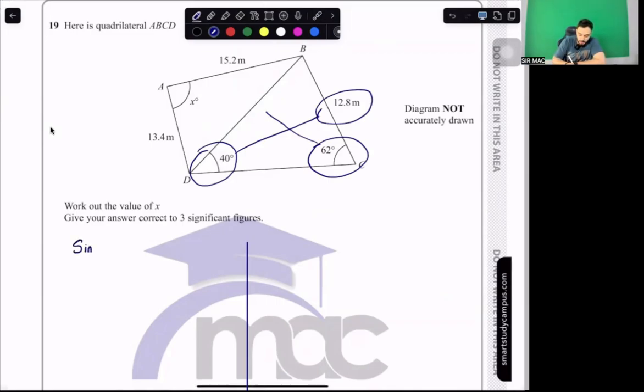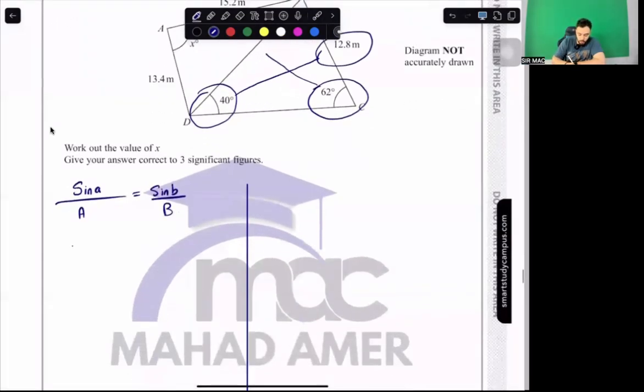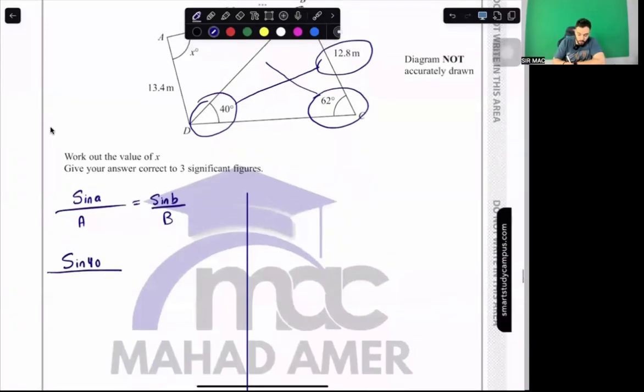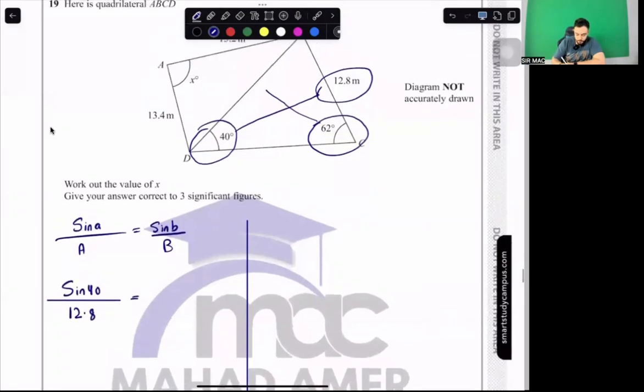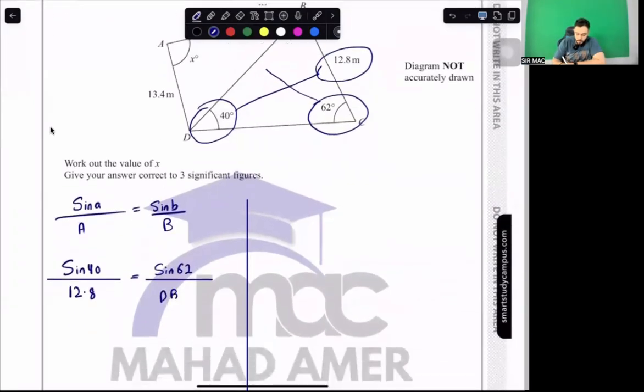The rule goes like this: sine A over A is equal to sine B over B. First of all, I always told you to use the given pair. So the given pair is going to be sine of 40, with sine there comes the angle only, divided by 12.8, that's the opposite side, equals sine of 62, that's the angle, over the unknown side, dB. Now you can clearly work out dB.